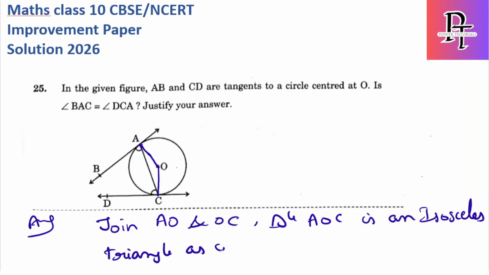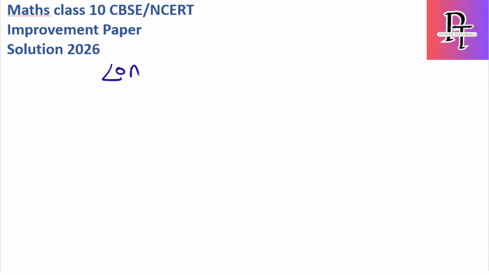As OA is equal to OC, they are radii. Radii means radius of the circle. If two sides of a triangle are equal, then the opposite angles are equal. So it is stating that angle OAC is equal to angle OCA, opposite to equal lengths.